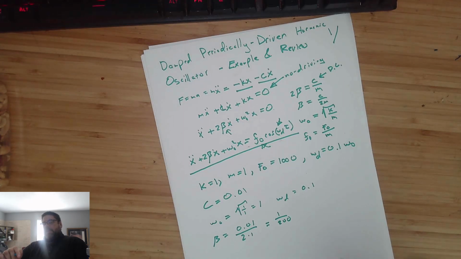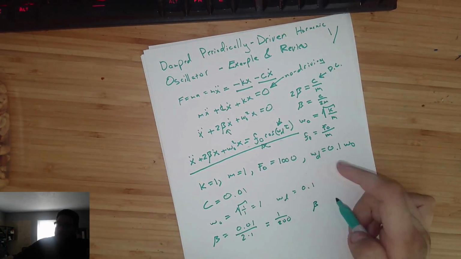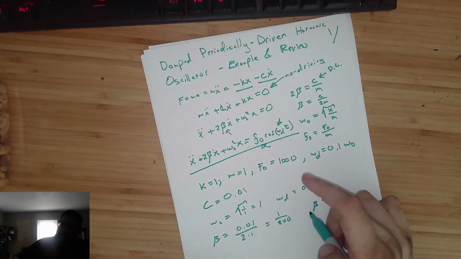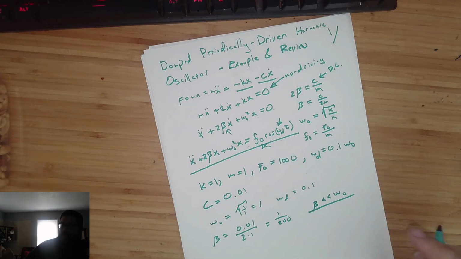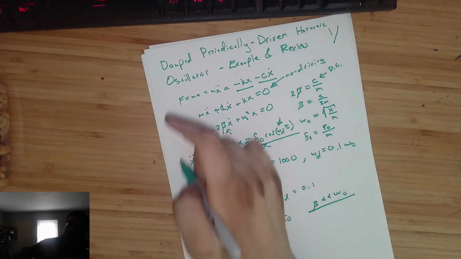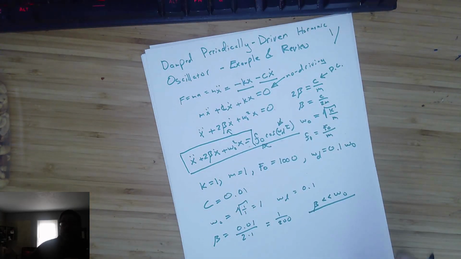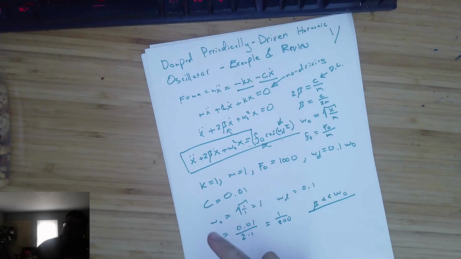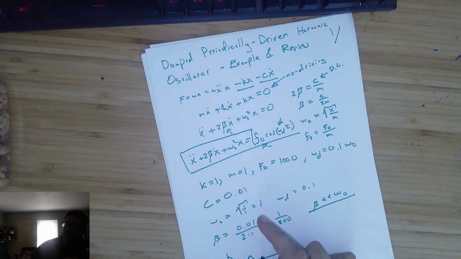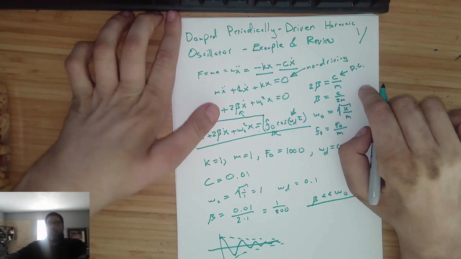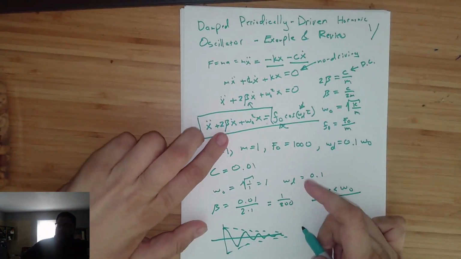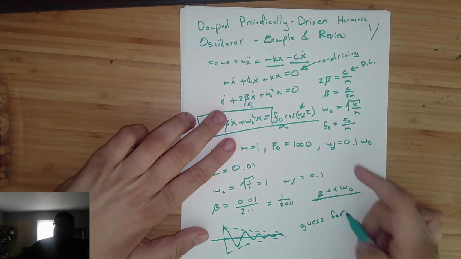So what does this tell us right away? It tells us that beta is much, much less than omega naught. You should have the feeling already that this means this is an underdamped system. There's not much of a damping force. So we know what this part of the equation is going to do if it equals 0. As you recall, an underdamped system does this kind of thing, where we have an oscillation and an exponential decay. So we have an oscillation. This is my guess for the homogeneous part.